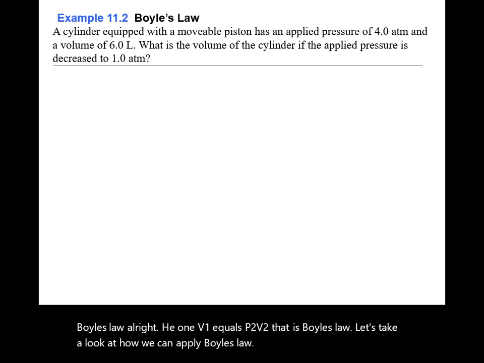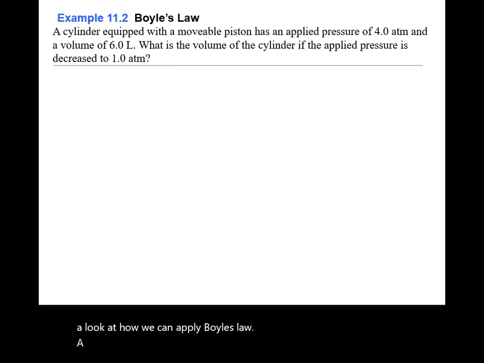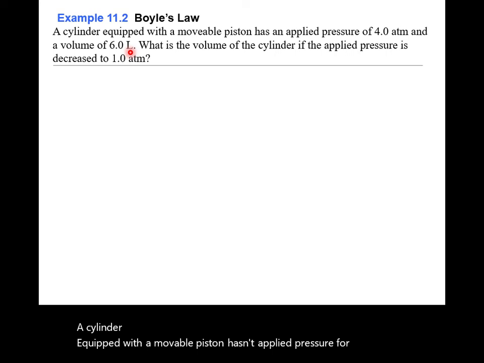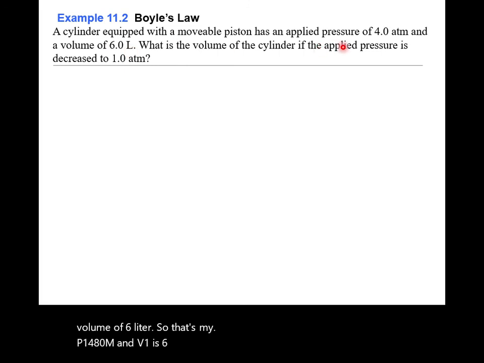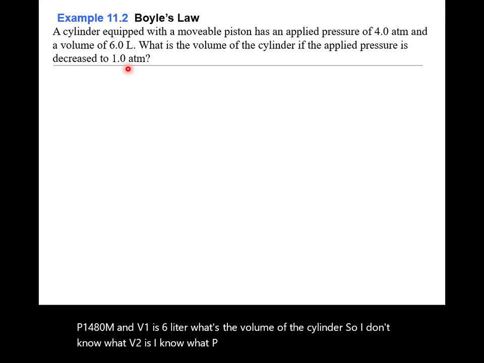A cylinder equipped with a movable piston has an applied pressure of 4 atm and a volume of 6 liters. So that's my P1, 4 atm, and V1 is 6 liters. What's the volume of the cylinder? So I don't know what V2 is. I know what P2 is, 1 atm. So I decrease my pressure to 1 atm.